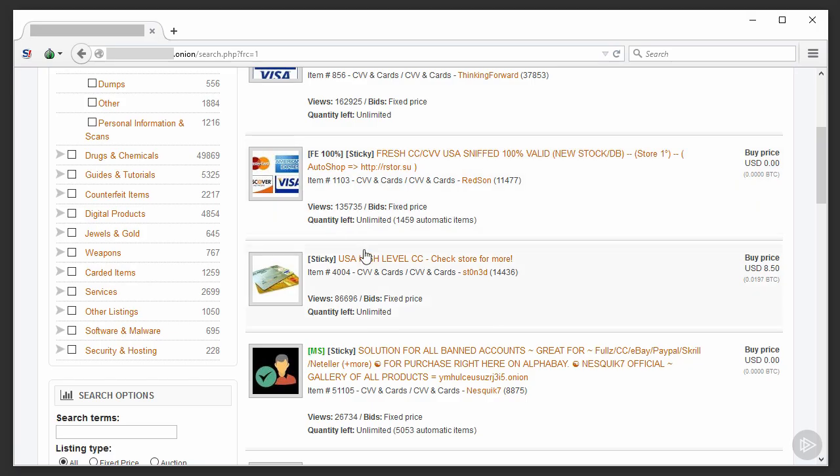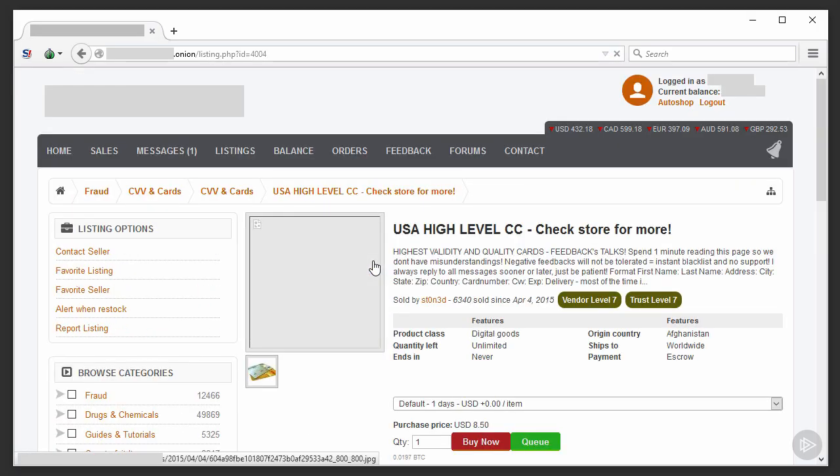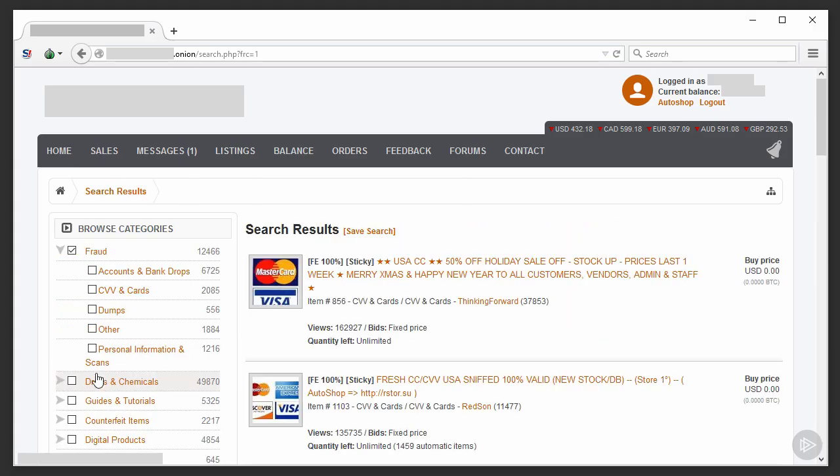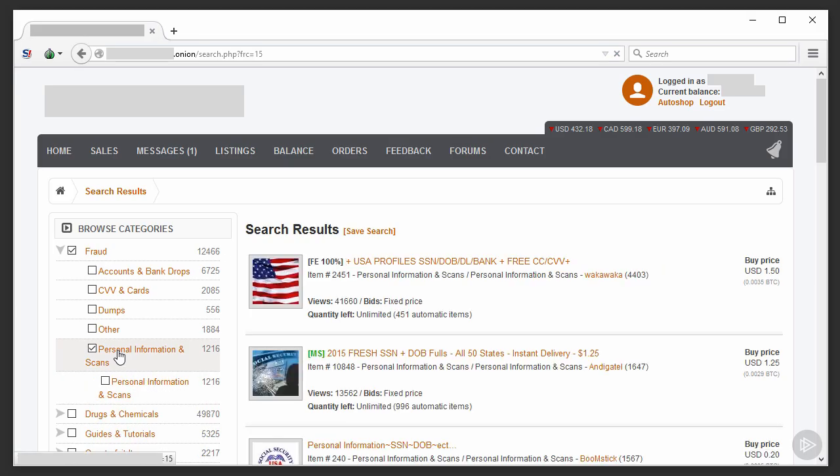If we drill down on an item, such as this one, we'll see that in many ways, this is reflective of a normal marketplace. We have a seller, we have their selling history, we have rating or trust levels, and of course, we have a purchase price. In many ways, this is not dissimilar to stores that you and I have used many times before. It just happens to be trading in stolen data. Now, this is just credit cards. Let's drill down and look at personal information and scans.